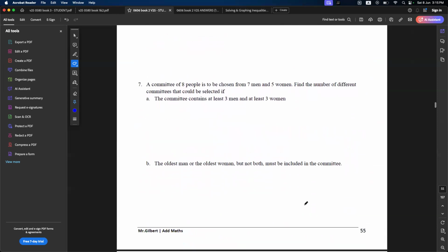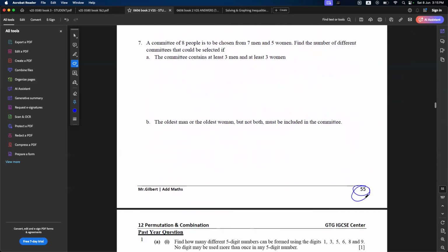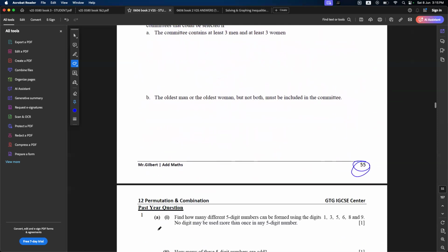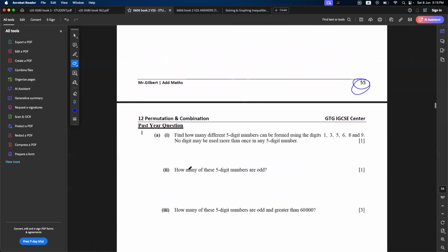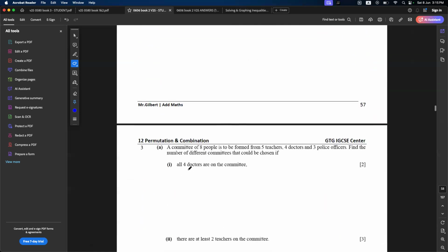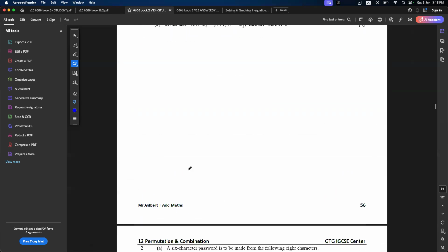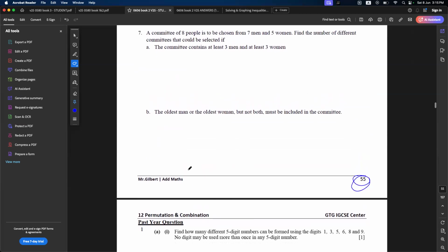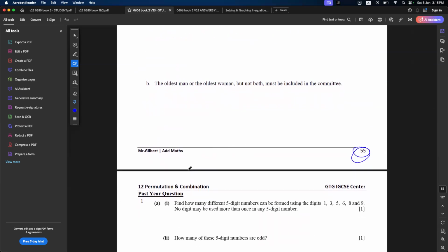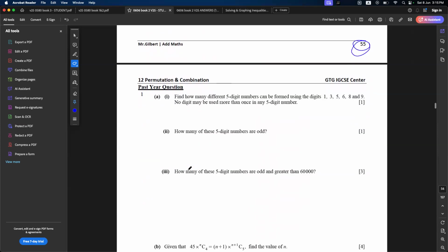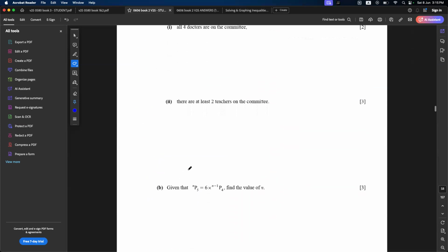Can, okay? So your homework for today is up until page 55 before the past year questions in your permutation and combination worksheet. Can say the question again. Basically, before the past year paper. Can I just do the past year questions? Can I do and finish?